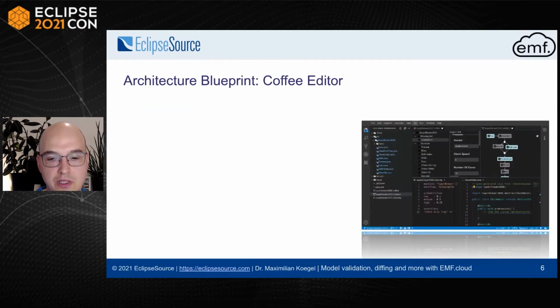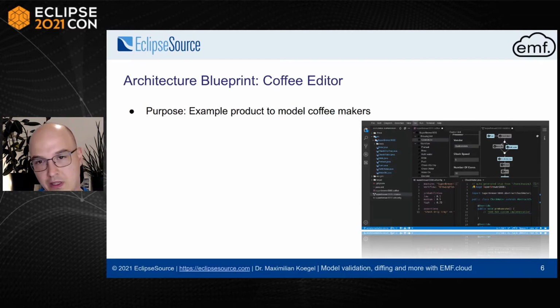Now to the demo at hand. So what we're going to look at today is one architecture blueprint from the EMF.cloud project called the coffee editor. The purpose of that is to build an example product to model coffee makers for the sake of having a simple example. And we're going to follow a demo path of features that are available in this architecture blueprint.